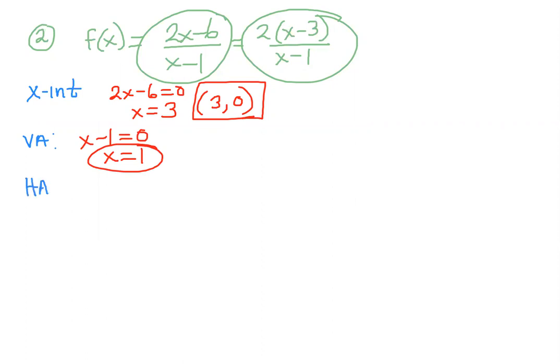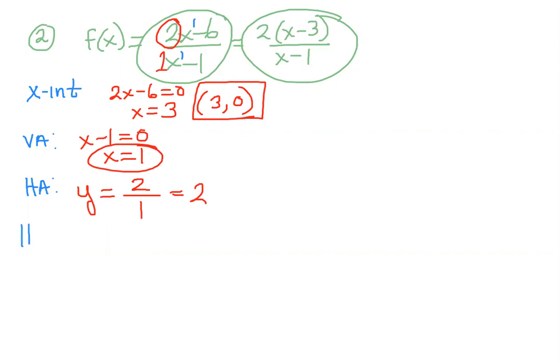Then we have our horizontal asymptote. We got to look at the degrees. What's the degree of the numerator? 1. What's the degree of the denominator? 1. So they're the same. So the horizontal asymptote is going to be y equals the leading coefficient of the numerator, which is 2, over the leading coefficient of the denominator, which is 1, because there's a 1 in front of that x. So it is y equals 2 is the horizontal asymptote.